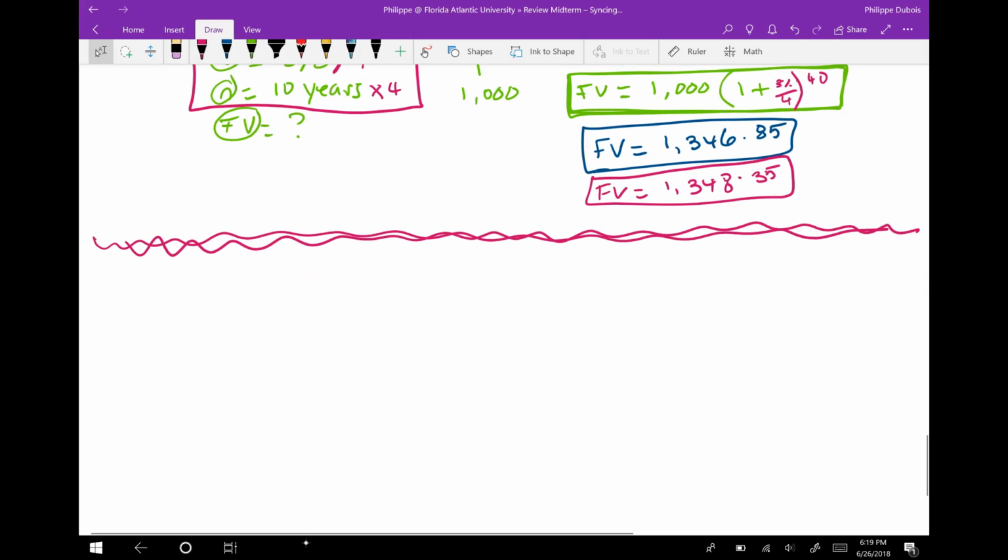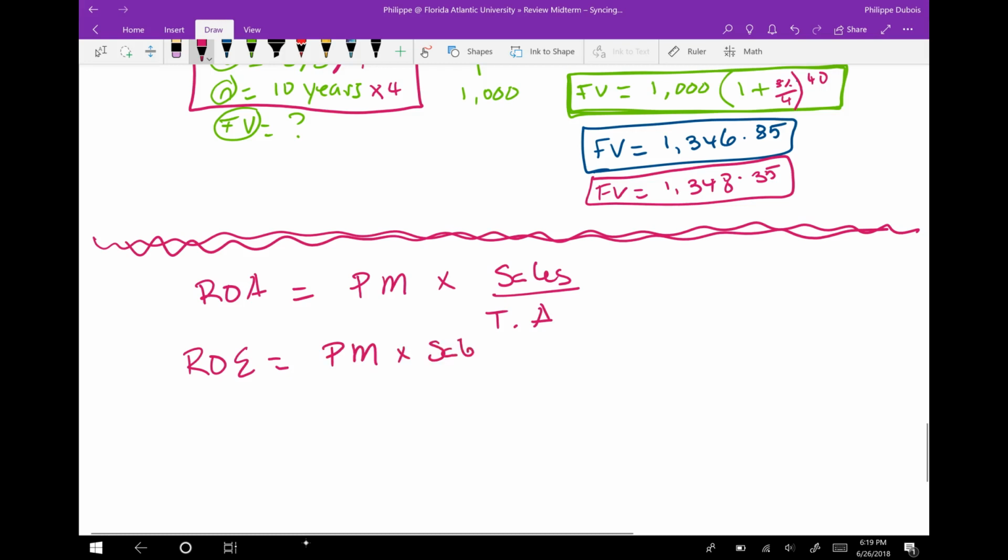So these are the formulas that I want you to add again to your formula sheet. Your ROA, and that's all based on the DuPont. Your ROA goes to your profit margin times sales over total asset. Okay. Your return on equity equals your profit margin times sales over your total asset times 1 minus your debt ratio. Okay, make sure you write that down. That's very important.